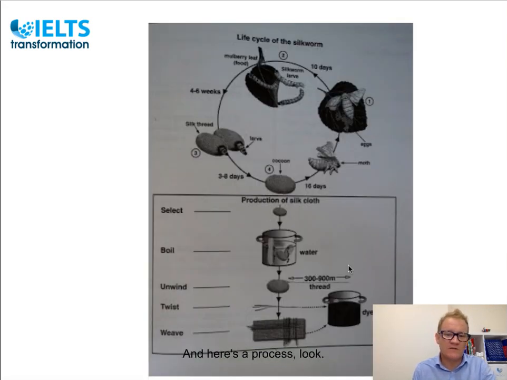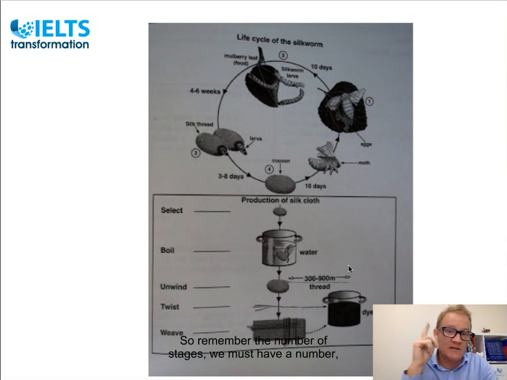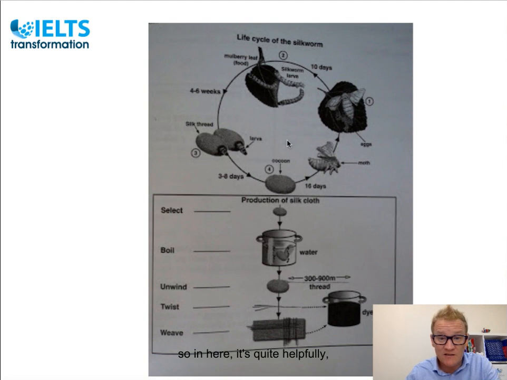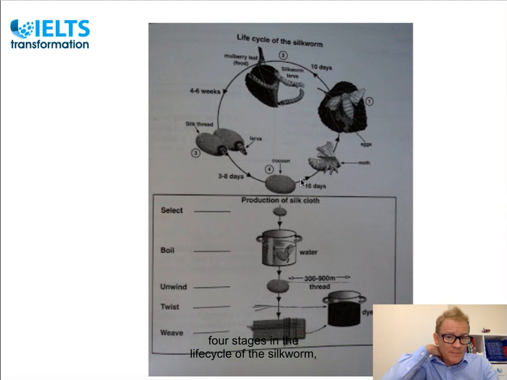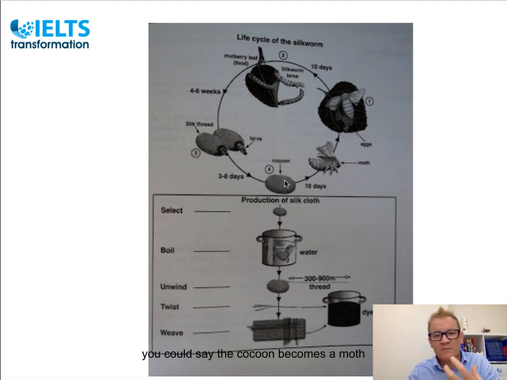And here's a process, look. So remember the number of stages. We must have a number. So in here, it's quite helpfully, we've got 1, 2, 3, 4 in the life cycle. 4 stages in the life cycle of the silkworm. You could put 5. You could say the cocoon becomes a moth, and then the moth lays eggs. But let's keep it simple. 4 is fine.